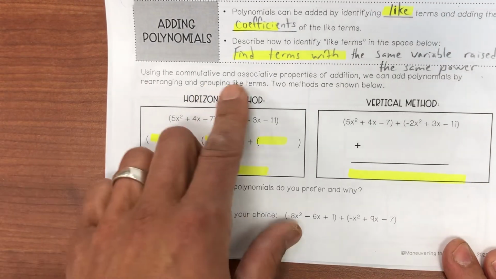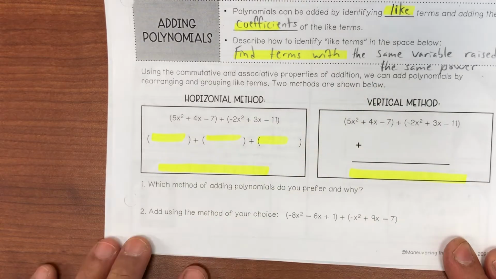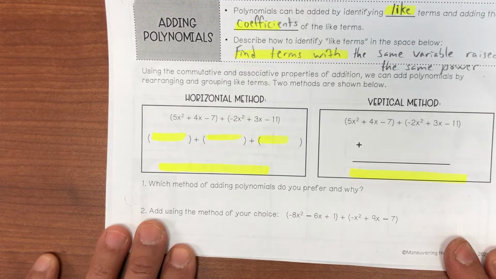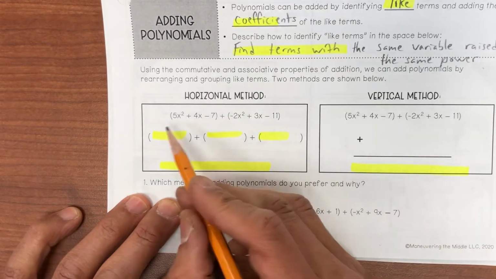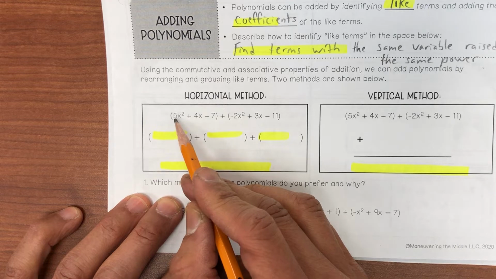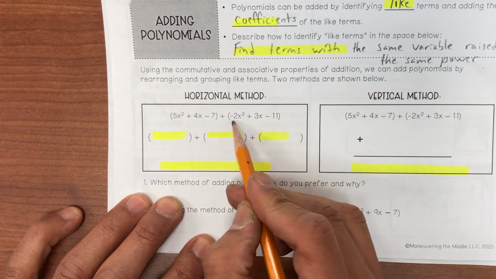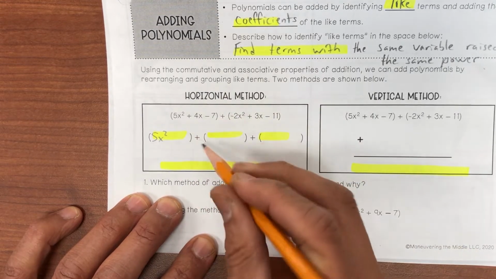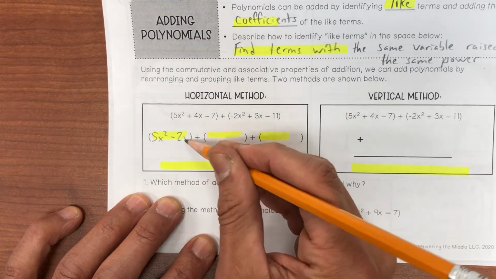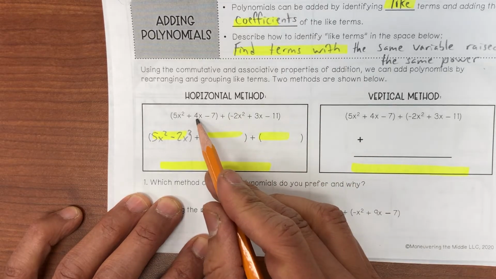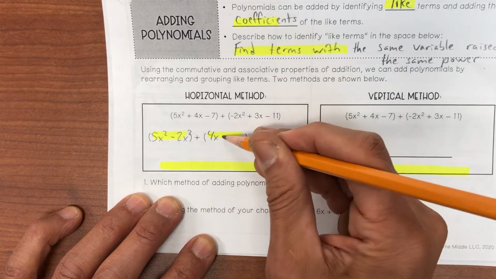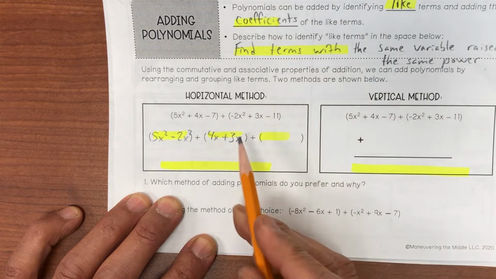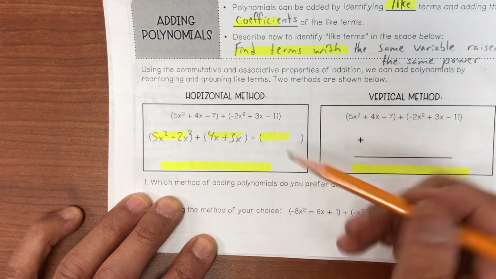Use the commutative and associative properties of addition. We can add polynomials by rearranging and grouping like terms. Two methods are shown below. All right, horizontal method, I had this on the board before, but we could just put the like terms together. 5x squared is like terms with -2x squared. So we got 5x squared minus 2x squared, plus, we got 4x plus 3x. Notice how we're just grouping the like terms here. Same variables raised to the same power. And now we group the constants together, -7 minus 11.